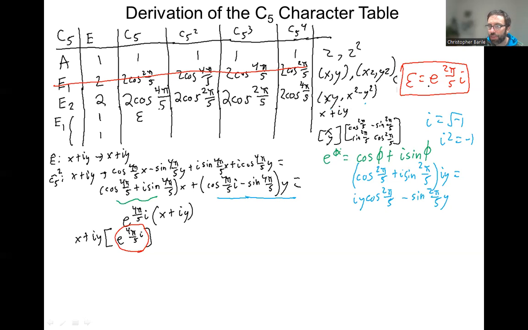A convenient way to write this in terms of this terminology here is just epsilon squared. So if you imagine, if you take epsilon squared, you square this whole thing. You just then go 2 squared, and that equals 4 pi I over 5.